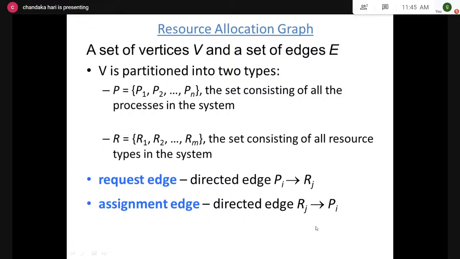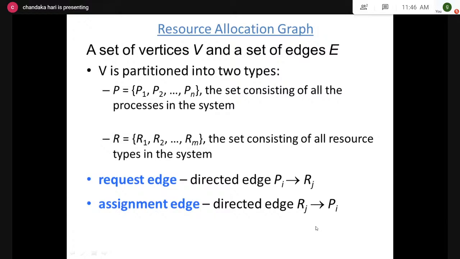Now, the vertices may be either processes or resources. Coming to the second one, edges. There are two kinds of edges to construct a resource allocation graph. Number one is the requesting edge, number two is the assignment edge. The requesting edge is written like this, Pi to Rj. That implies process Pi is requesting a resource Rj in order to complete the task.